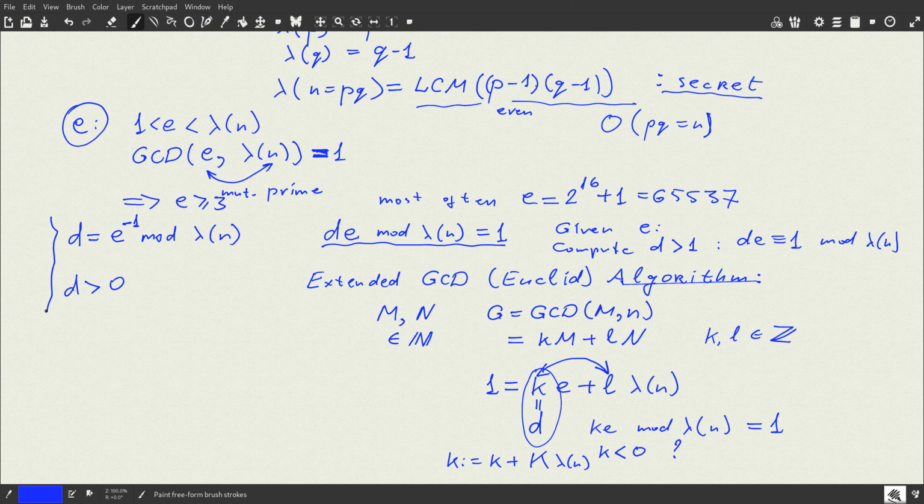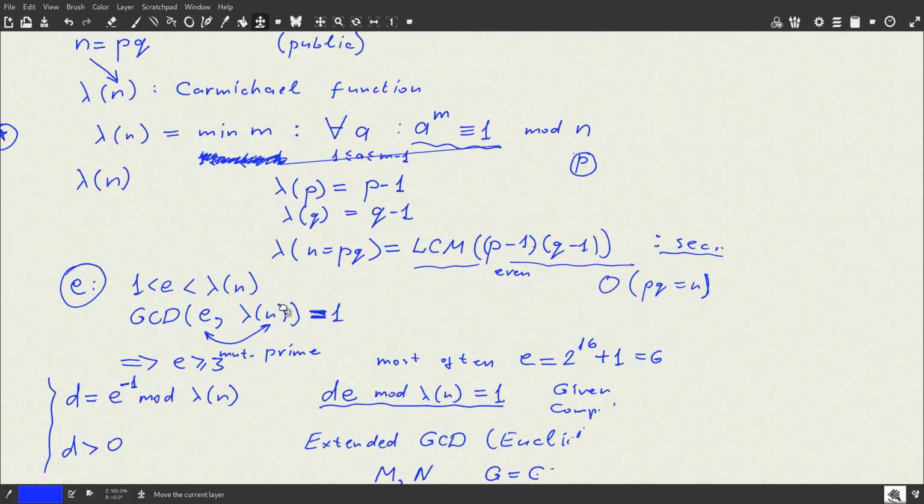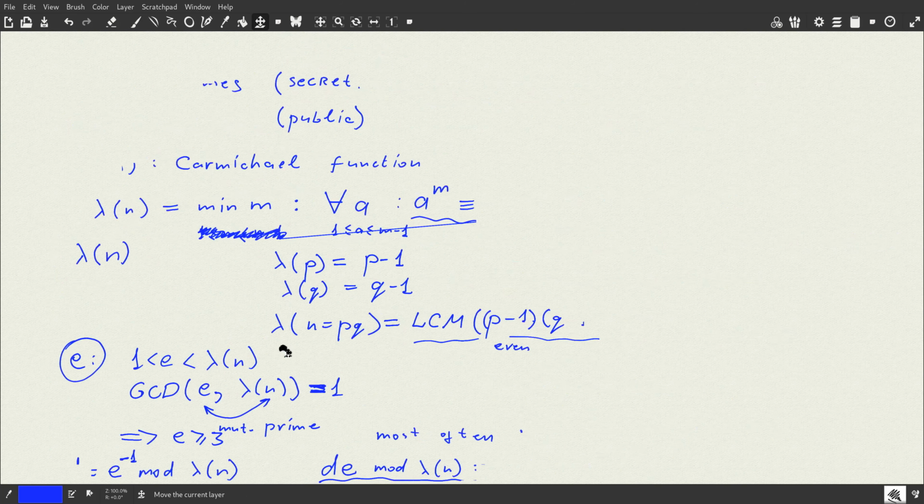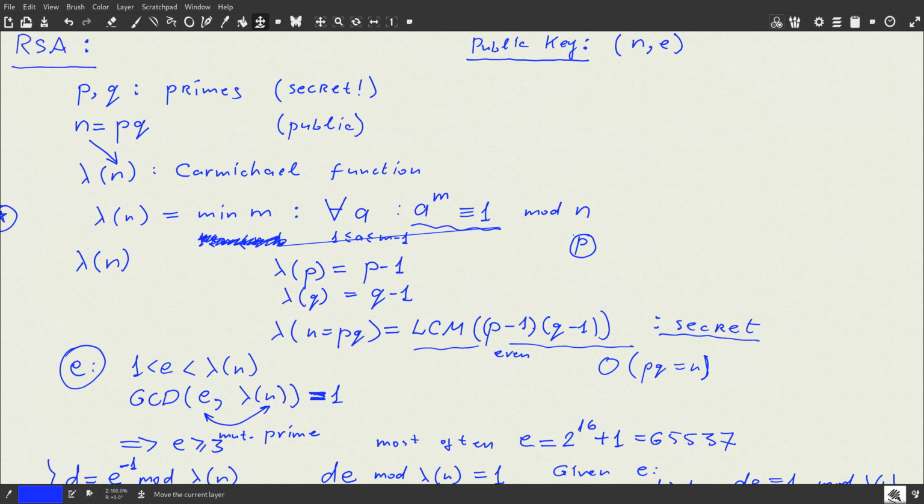The pair of D and E? No, E is a part of the public key. We have already seen that E is included in the public key, E and N, not the private key. So basically the private key is only D.